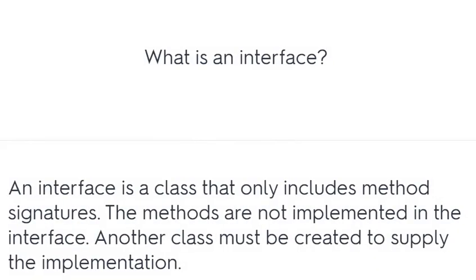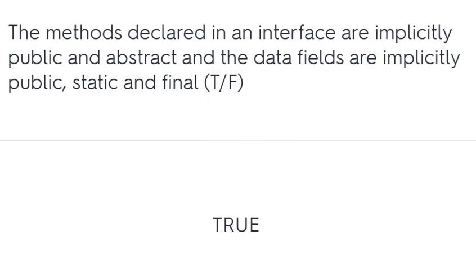What is an interface? An interface is a class that only includes method signatures. The methods are not implemented in the interface. Another class must be created to supply the implementation. The methods declared in an interface are implicitly public and abstract, and the data fields are implicitly public, static and final. True.